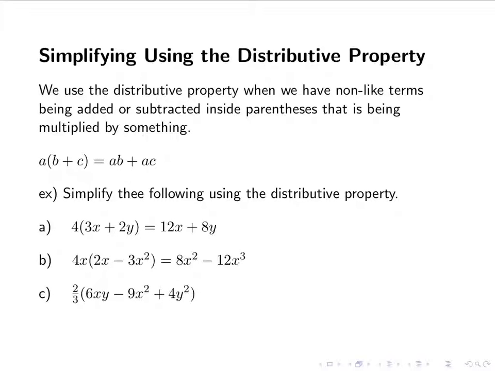2/3 times (6xy minus 9x squared plus 4y squared). We have fractions times integers here, so be really careful. 2/3 times 6 is 4, and then we have the xy, minus 2/3 times 9 is 6, so 6x squared, plus 2/3 times 4 is 8/3, so plus 8/3 y squared.